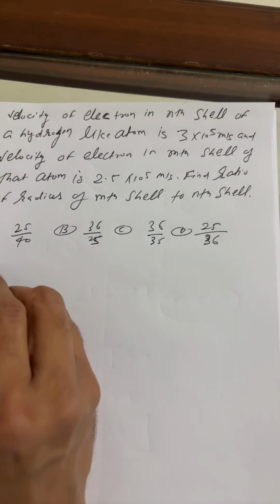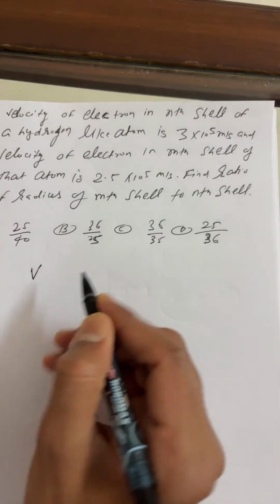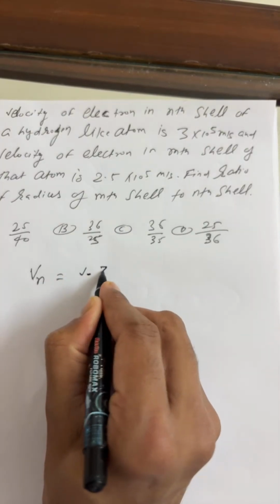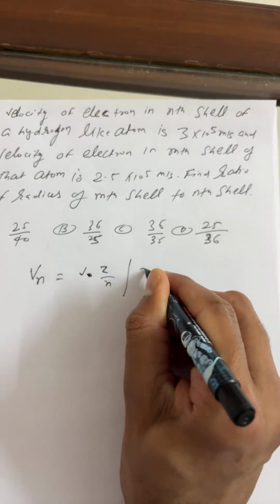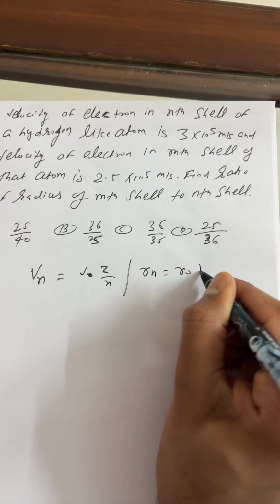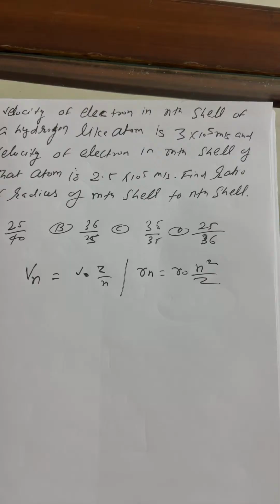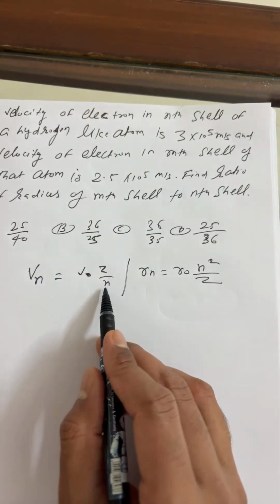What is the solution for this question? I hope all of you remember: the velocity of the nth orbit is V naught into Z by n. And the radius formula for the nth orbit is R naught into n square by Z. Always keep this in mind. So we can take the ratio.